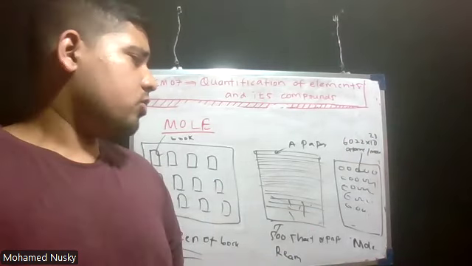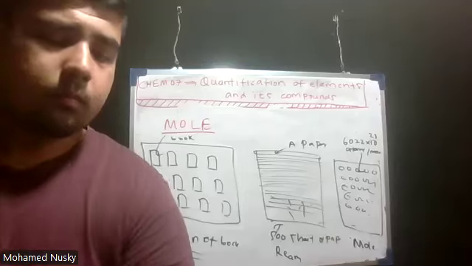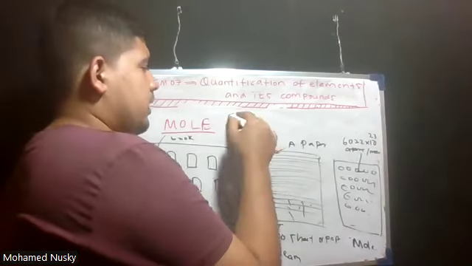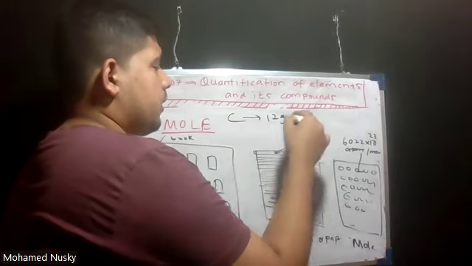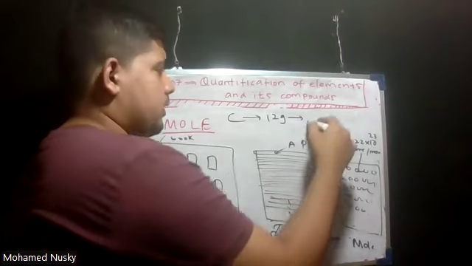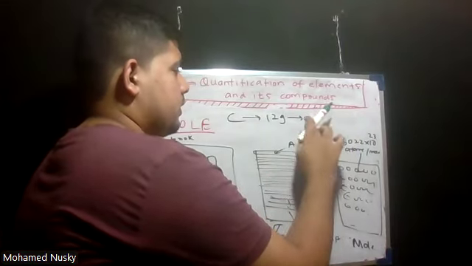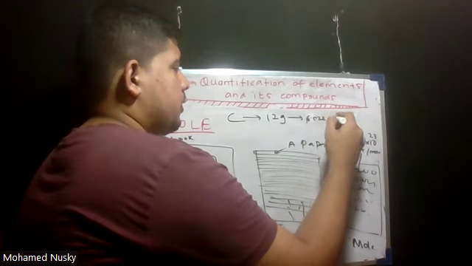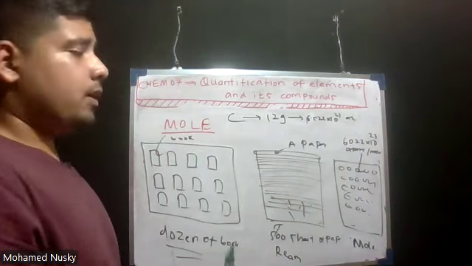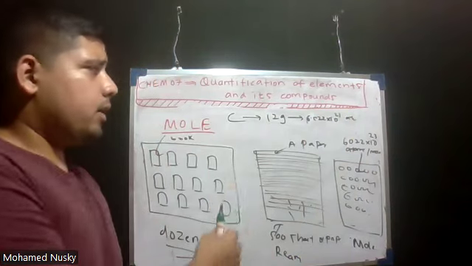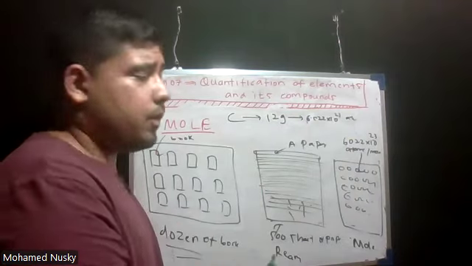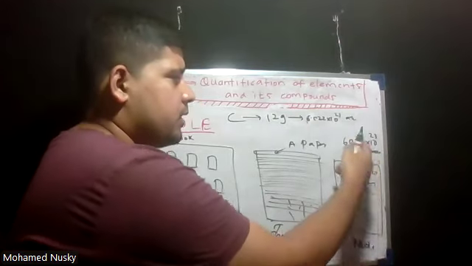Now, as I said earlier, if I take 12 grams of carbon, then how many atoms will be there? Avogadro constant, right? That is the Avogadro constant. 6.022 into 10 to the power 23 atoms will be there. So if I have taken 12 grams of carbon, then in that 12 grams of carbon, how many atoms will be there?